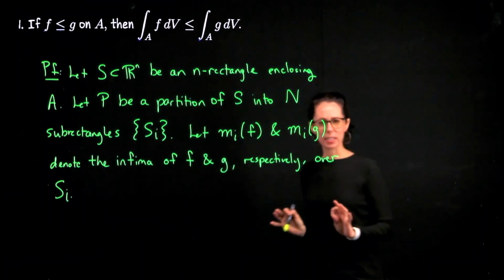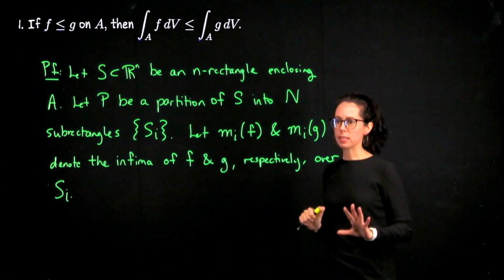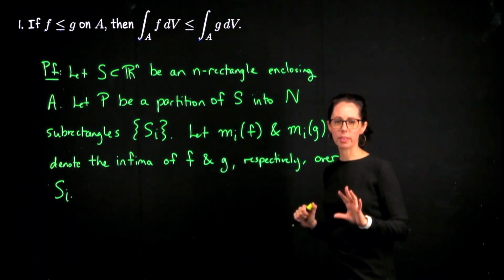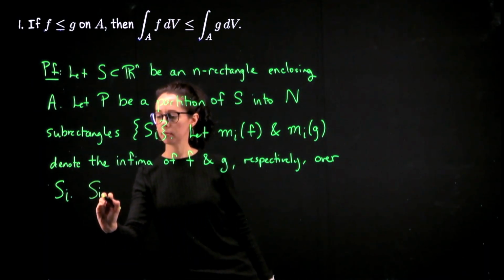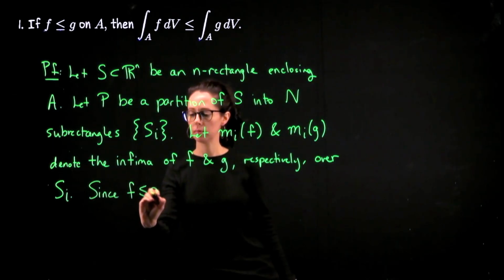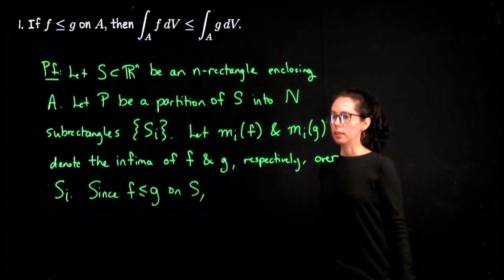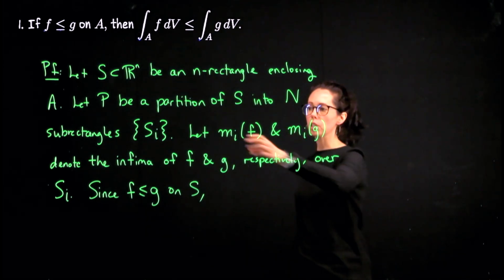I don't think I want to get into that because it's about how infima for functions work. So let me state it, but you can pause and take a moment to work out that the following statement is true. Since f is less than or equal to g on S, the infima for F is less than or equal to the infima for G for each subrectangle S_i.